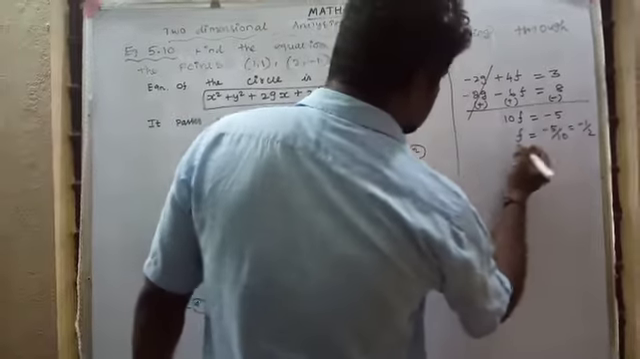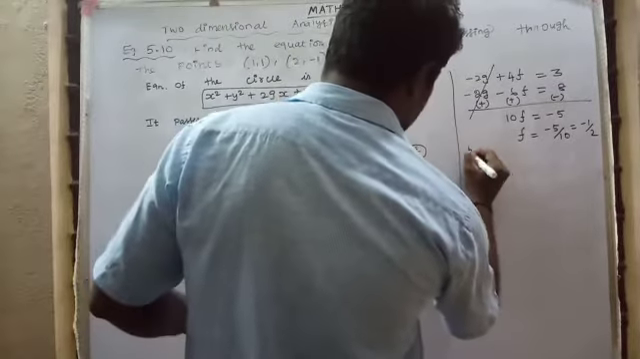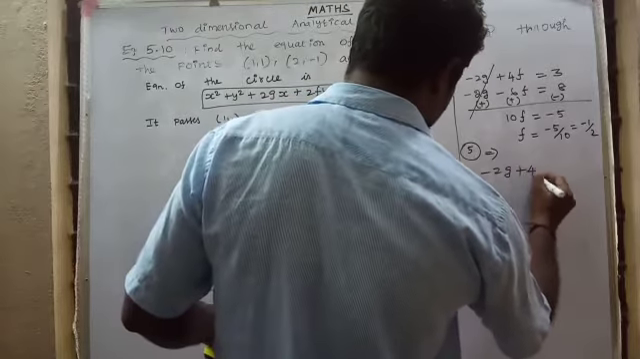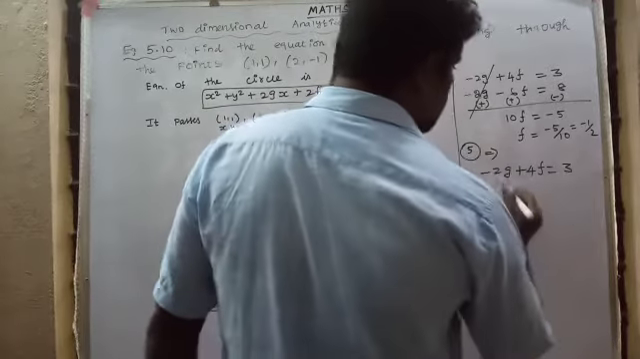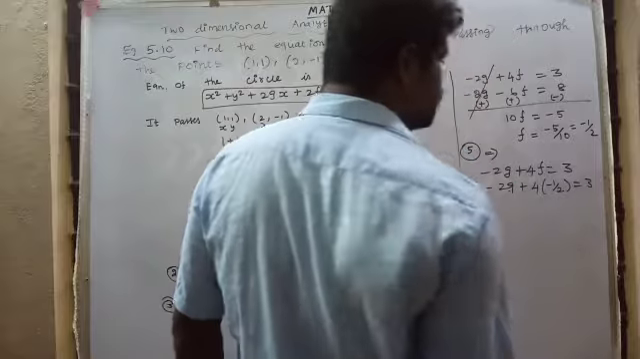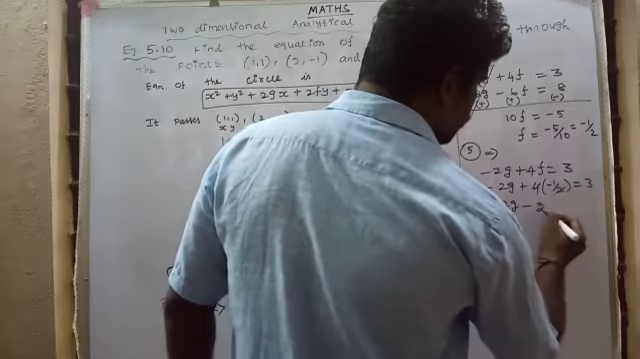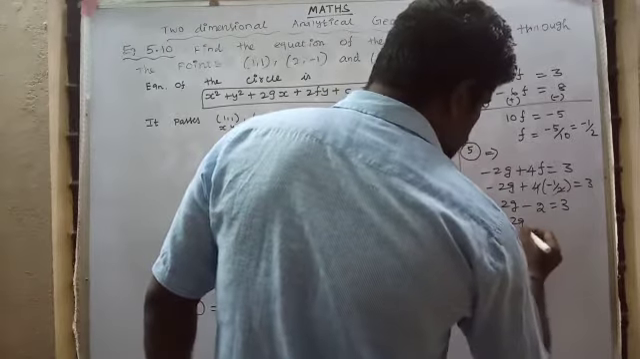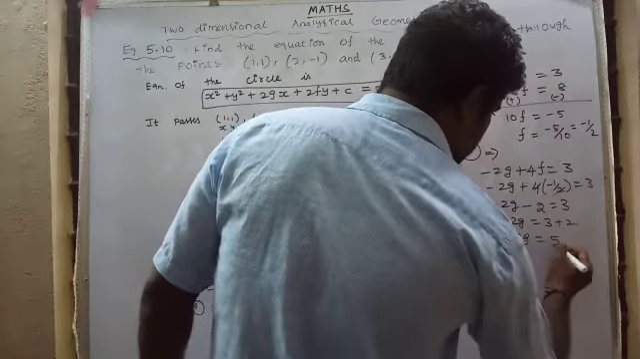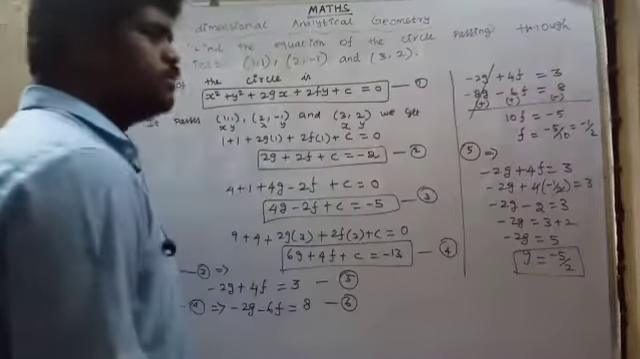Therefore the f value is minus 1 by 2, and we want to apply the f value in equation 5. Equation 5 implies that minus 2g plus 4f is equal to 3. Here minus 2g plus 4 into the f value, minus 1 by 2, is equal to 3. Therefore minus 2g minus 2 is equal to 3, and minus 2g is equal to 3 plus 2. Therefore minus 2g equal to 5, g equal to minus 5 by 2. This is the value of g.